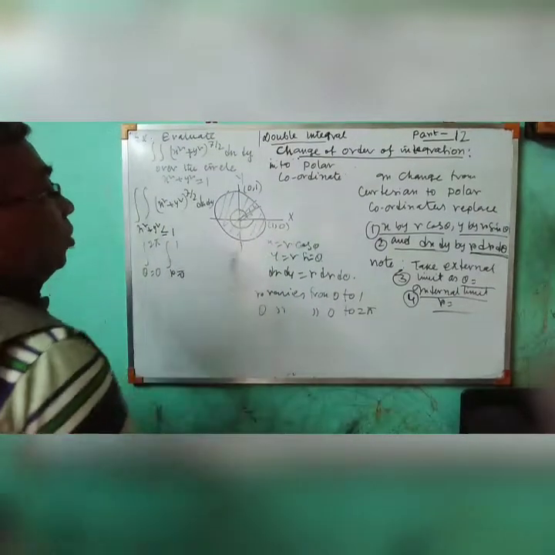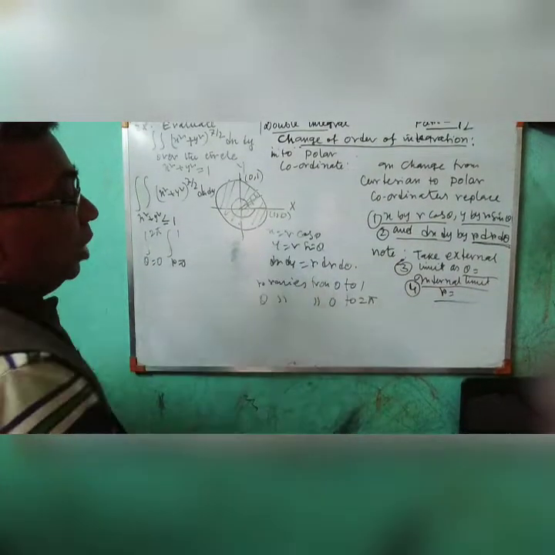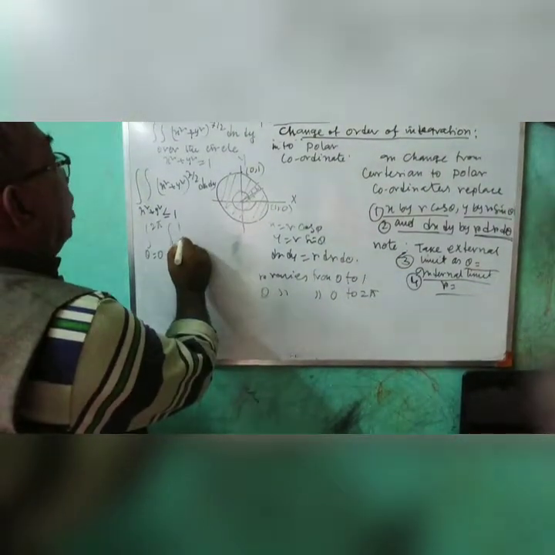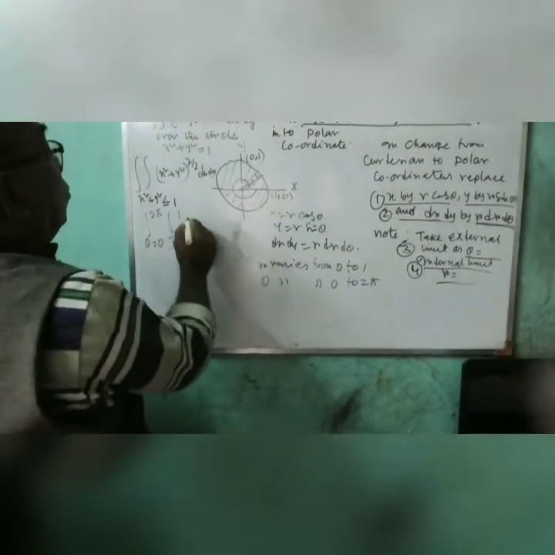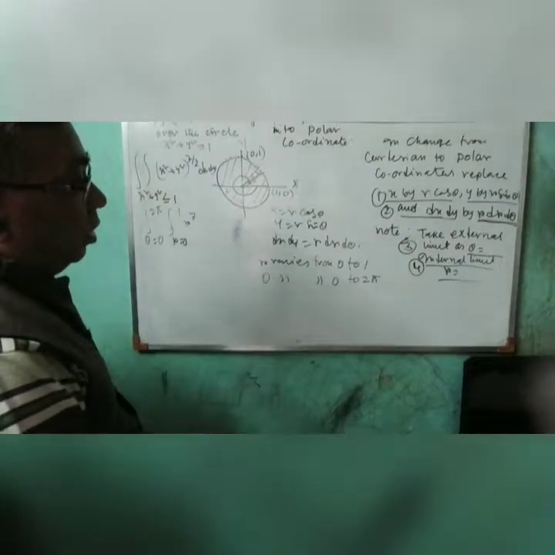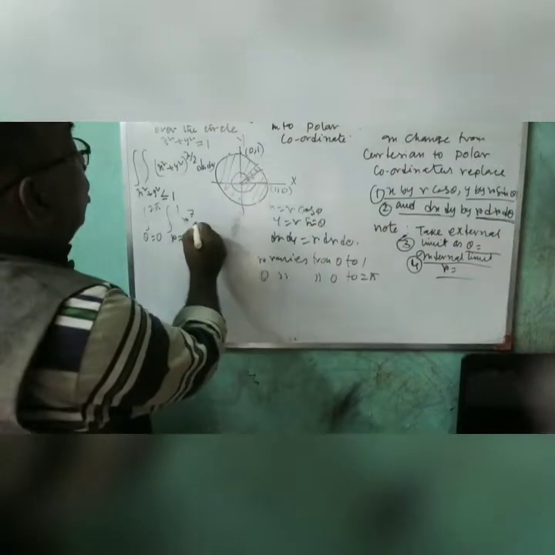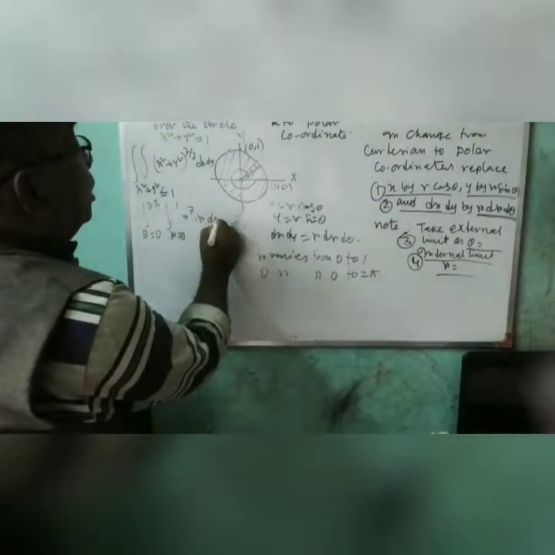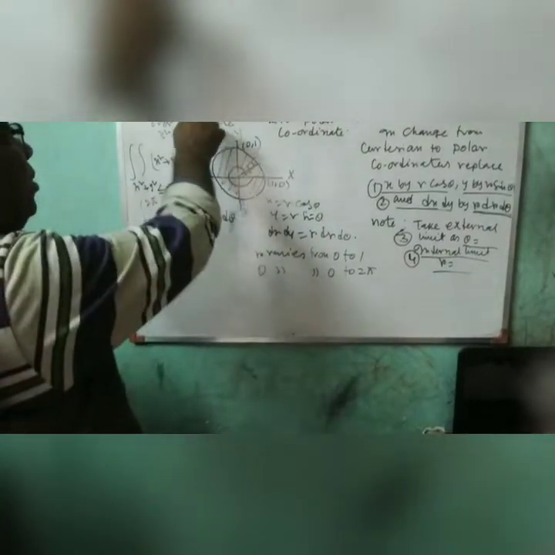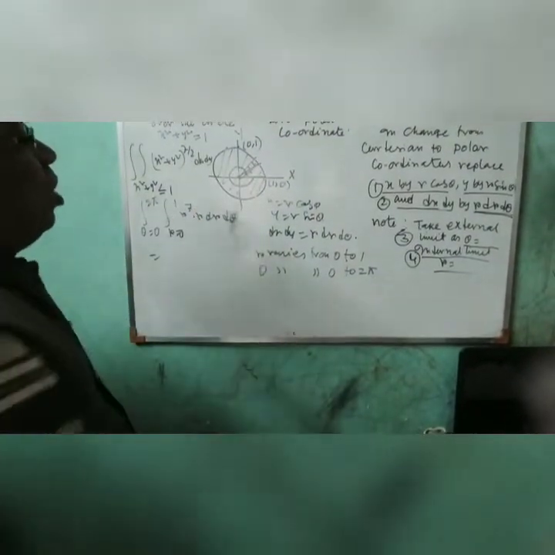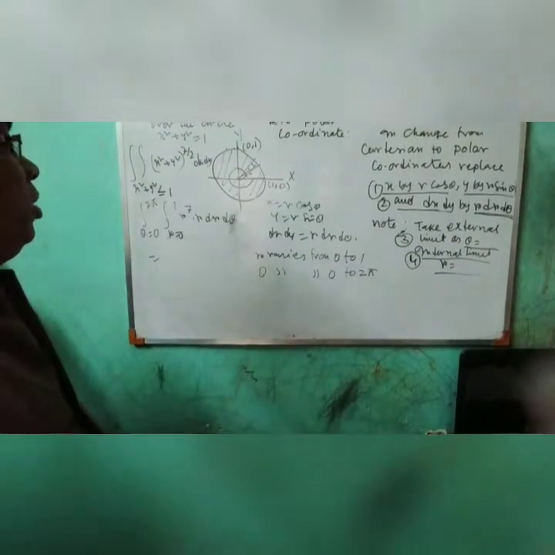Then x square plus y square will be r square, so r square to the power 7 by 2 gives r to the power 7. And in place of dx dy, we will put r dr d theta. Very easy. Now you see, the sum is converted, that is changed into polar coordinate. Then we are integrating, it will be more easy.